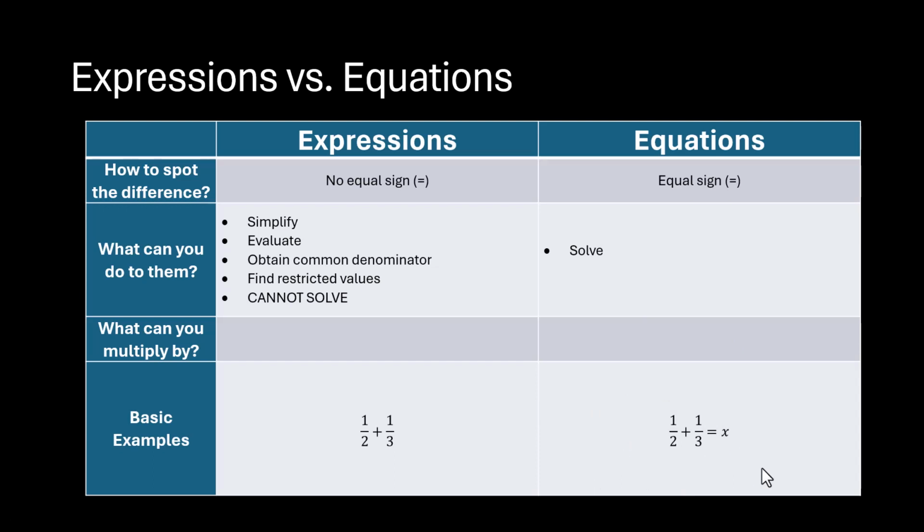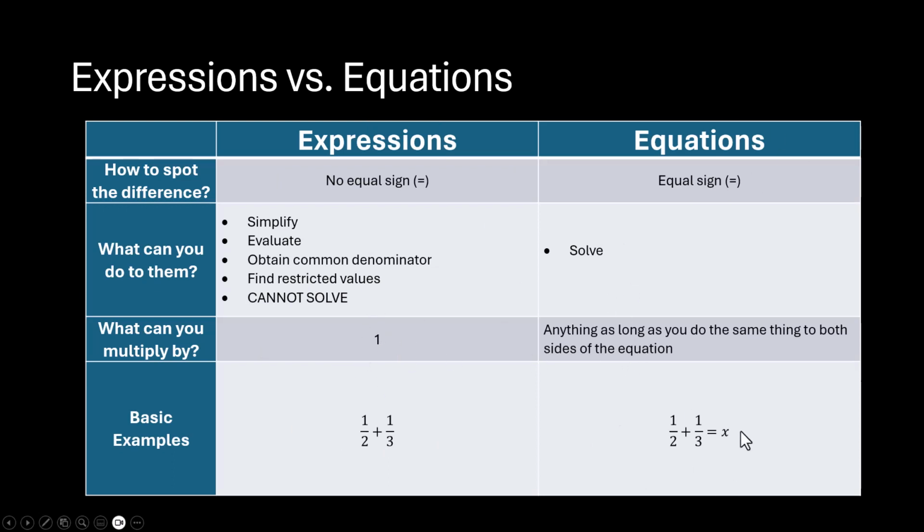Then the biggest thing that confuses a lot of people is what can you multiply by? So let's just think about something even simpler than 1/2 plus 1/3. Let's just think about the number 1/2. What can I multiply 1/2 by without changing it at all, so that it's still equal to 1/2? Well, the only thing you can multiply by and not change anything is 1. So the only thing you can multiply by if you have an expression is 1.